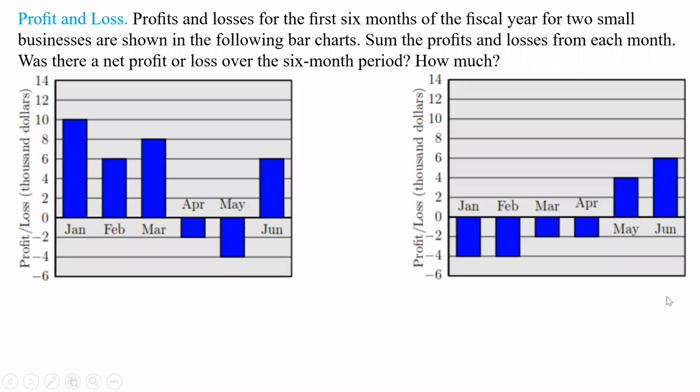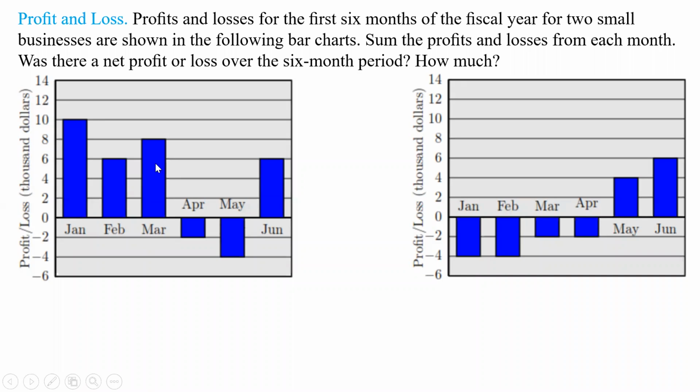All right, so here we've got a couple of profit and loss graphs. They're for the first 6 months of the fiscal year for two small businesses, and they're shown as bar charts. What they want us to do is sum the profits and losses from each month. And then, was there a net profit or a net loss over the 6-month period, and how much?